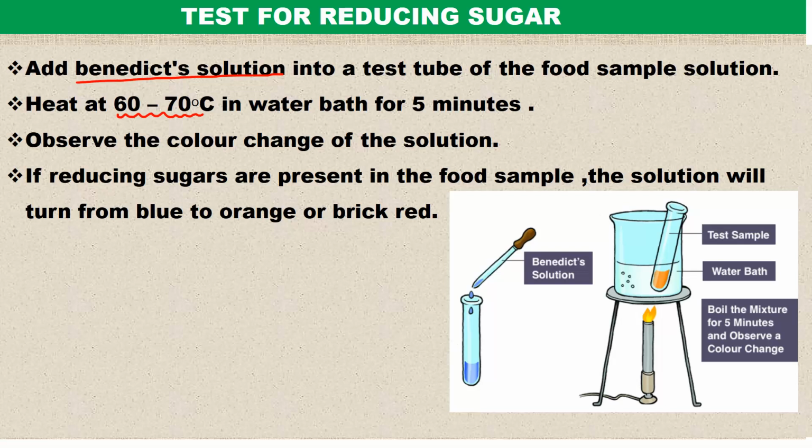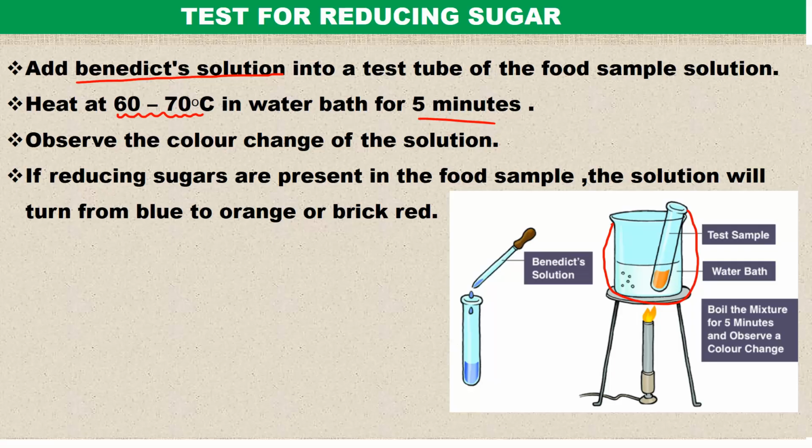So one, Benedict's solution is used as a reagent, and of course in this case you add an equal amount of sample and Benedict's solution in the test tube. Then heat. The temperature should be 60 to 70 degrees, and you don't heat the test tube directly, you put it in the water bath, as you can see here. This contains a water bath, then you put the test tube in. You don't heat directly, but sometimes you can heat directly on the burner. Heat for about 5 minutes. Observe the color change of the solution.